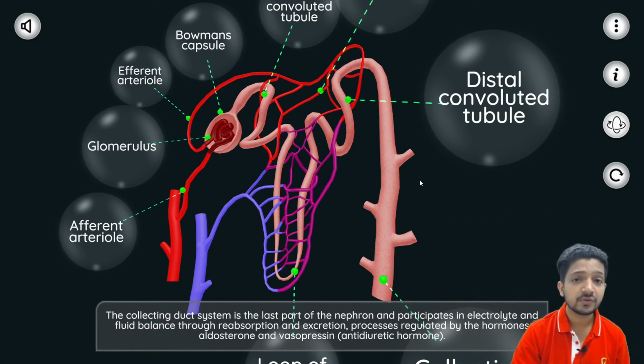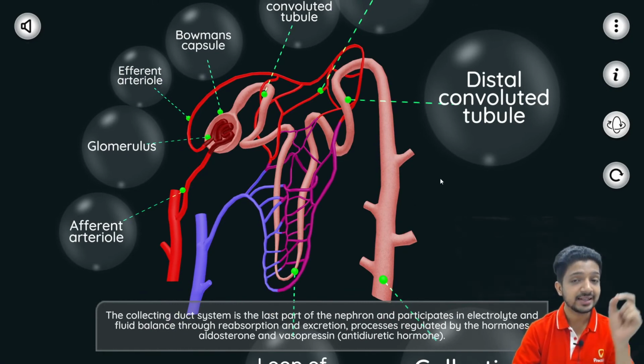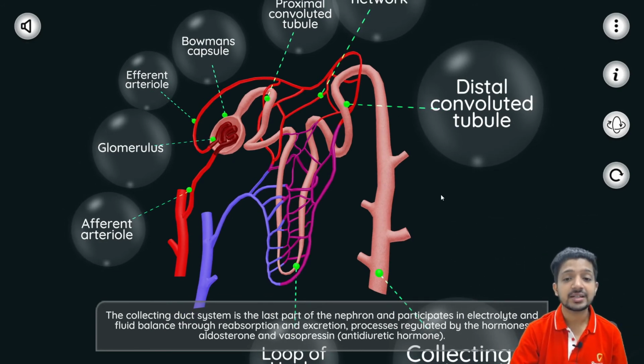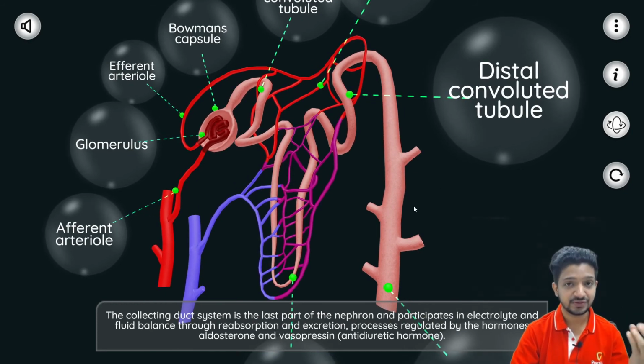Do you remember what was the part which actually carries the urine from the kidneys to the urinary bladder? Yes, that is the ureter. So these collecting ducts will finally collect the urine and remove it out of the kidney through ureter, which will lead to the urinary bladder.